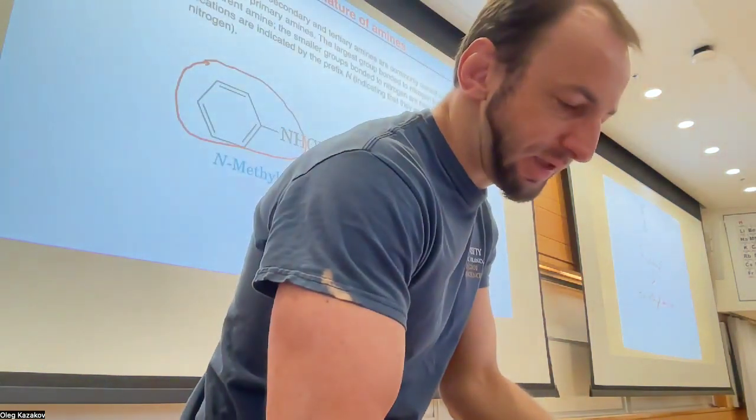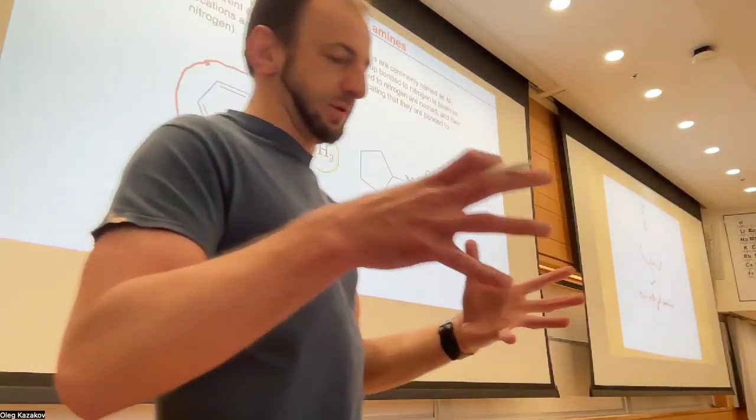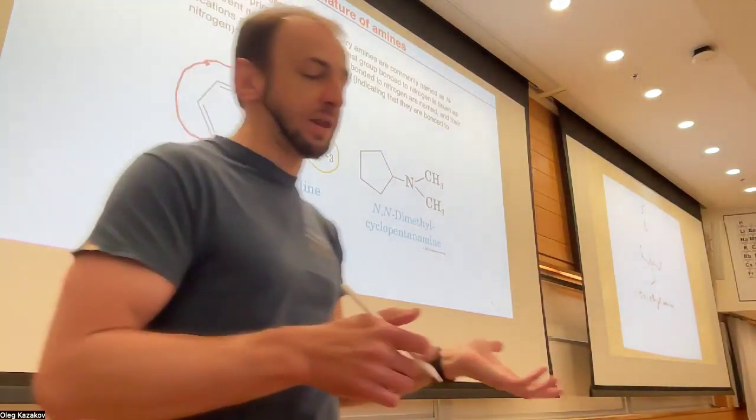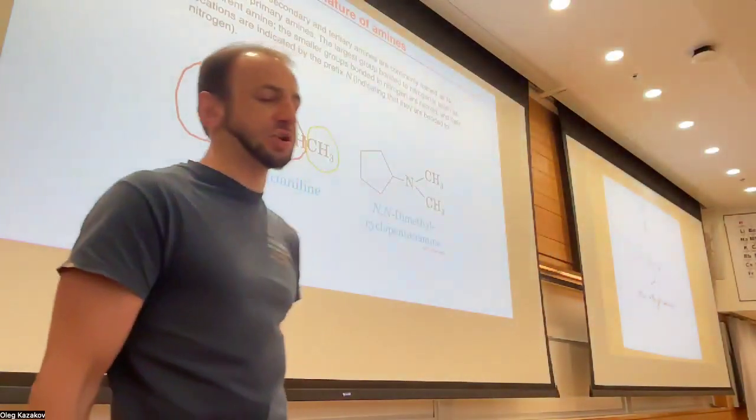So this yellow methyl was attached to the nitrogen instead of the hydrogen, right, in the aniline. And now we have this special nomenclature thing, right? Which says N.